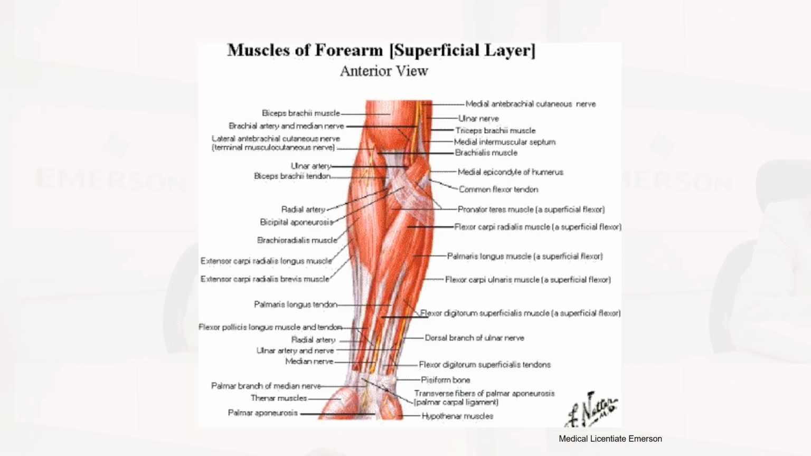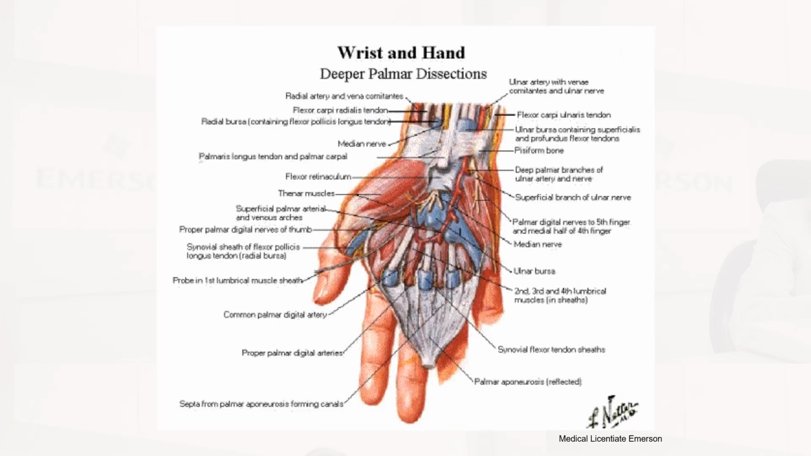Okay, then this is the muscle of the forearm, anterior view, but the superficial layer. You can even pause and go through. Okay, then this is for the wrists. Okay, so the forearm, I think we have done our share of the forearm.